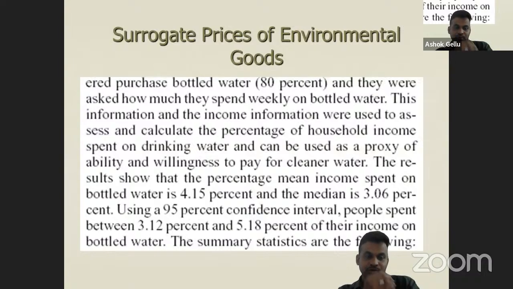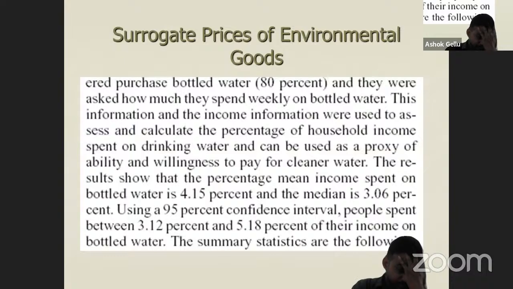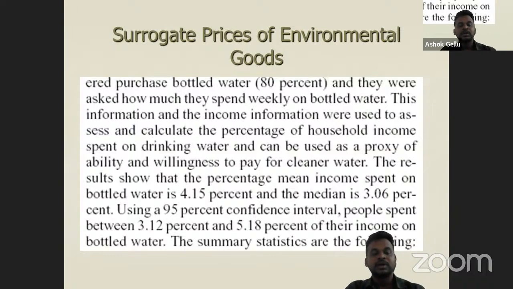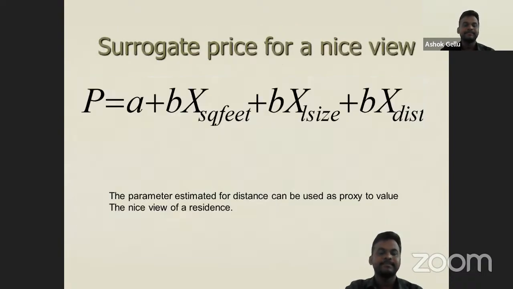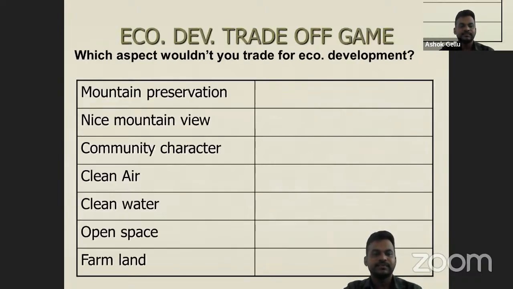The results show that the mean percentage of income spent on bottled water is 4.15%, and the median is 3%. Using a 95% confidence interval, people spend between 3.12% and 5.18% of their income on bottled water. The summary statistics are the following. This is the method we use to calculate the surrogate price for a view. This is the eco-div trade-off game.